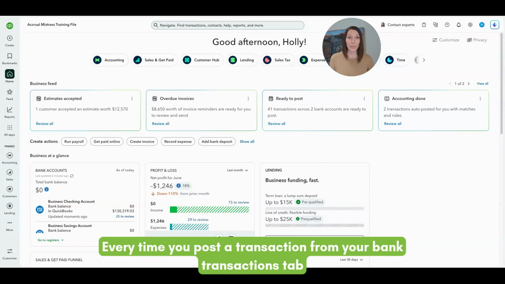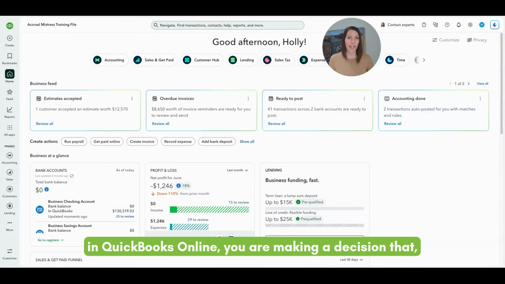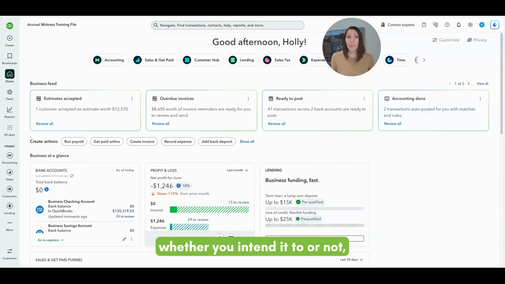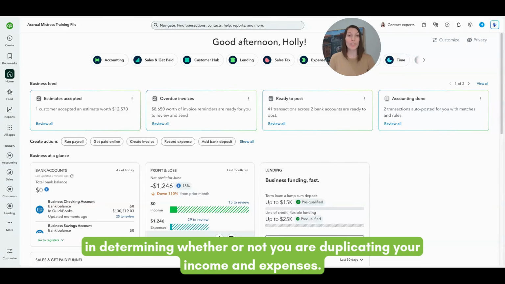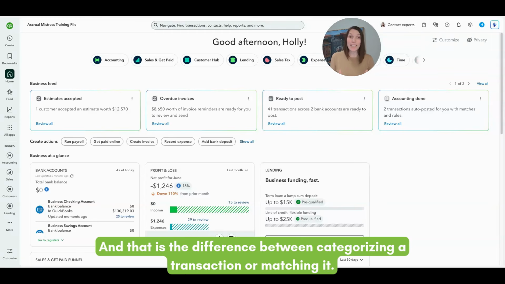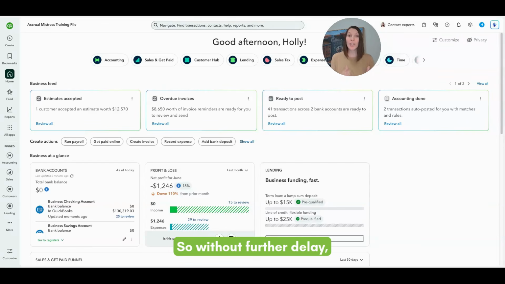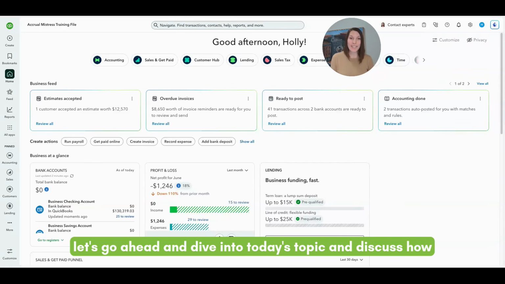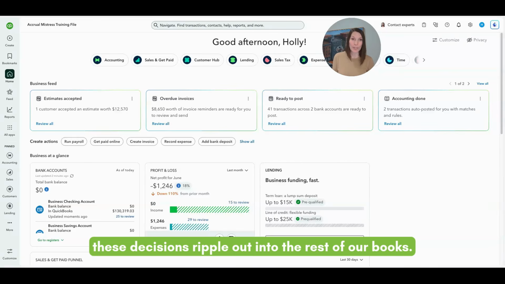Every time you post a transaction from your Bank Transactions tab in QuickBooks Online, you are making a decision that, whether you intend it to or not, is one of the biggest factors in determining whether or not you are duplicating your income and expenses. And that is the difference between categorizing a transaction or matching it. So, without further delay, let's dive into today's topic and discuss how these decisions ripple out into the rest of our books.